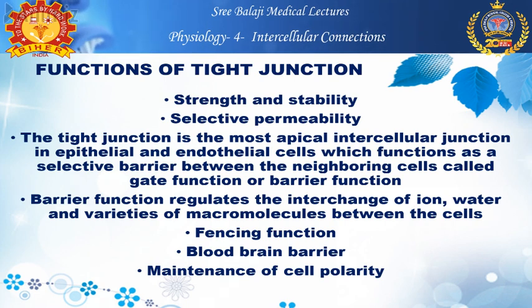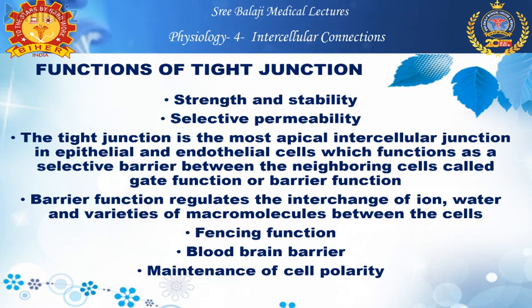What is this fencing function? It prevents the lateral movement of proteins and lipids in the cell membrane and thus acts as a fence. The fourth function is maintenance of cell polarity. The fencing function of the tight junction maintains cell polarity by keeping the proteins in the apical region of the cell membrane. The fifth function is the blood-brain barrier. Tight junctions in the brain capillaries form the blood-brain barrier, which prevents the entrance of many substances from capillary blood into the brain tissues. Only lipid-soluble substances like drugs and steroid hormones can pass through the blood-brain barrier.